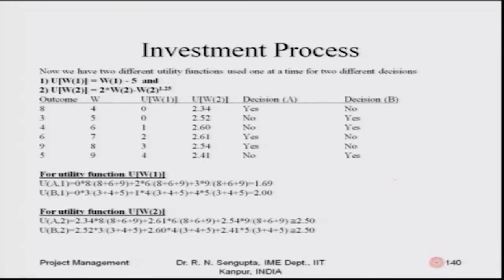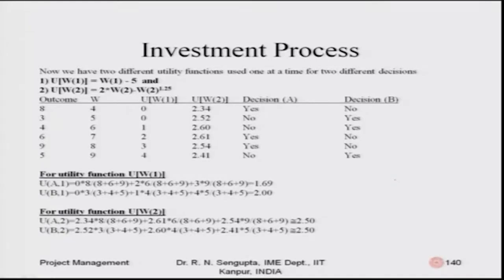If I try to find out the utility using utility function 1, for decision A and B, it becomes like this. Now, if you see it, the utility is basically 0. Why? Because if I put 4 minus 5 is minus 1, we will consider its negative being 0, so we will put it 0. If it is 5, 5 minus 5 is 0, it is 0. So, based on that, we find out this calculation. Now, if I do it for utility 2, it is basically 2 into 4 minus 4 to the power 1.25, I find out these values.